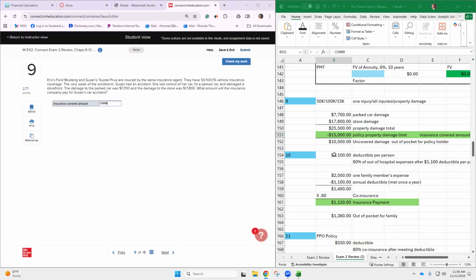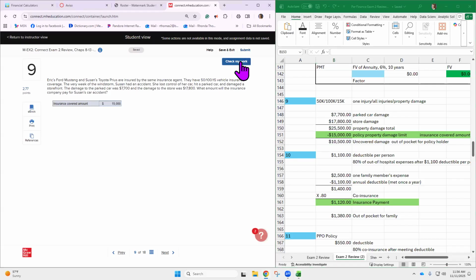But if they were to ask how much remains after, or how much the policyholder has to pay out of pocket for this damage, it's the difference. It's the $10,500, which is the property damage minus the limit. Okay, so there are limits.